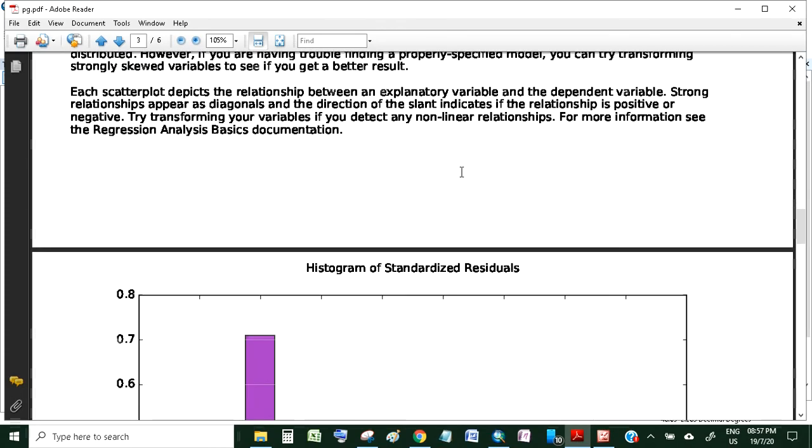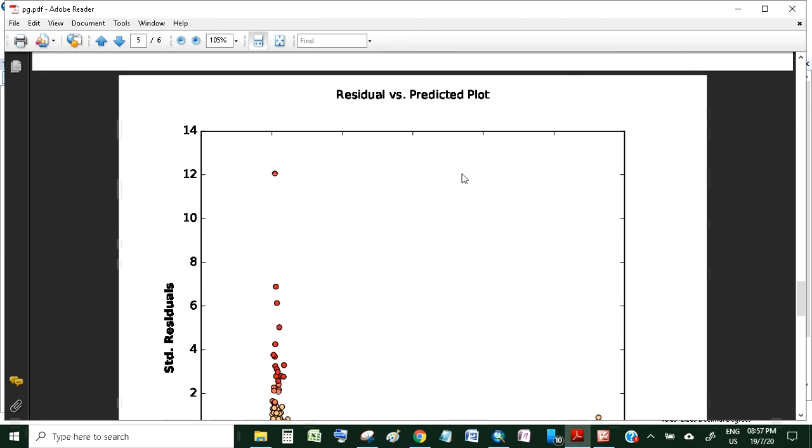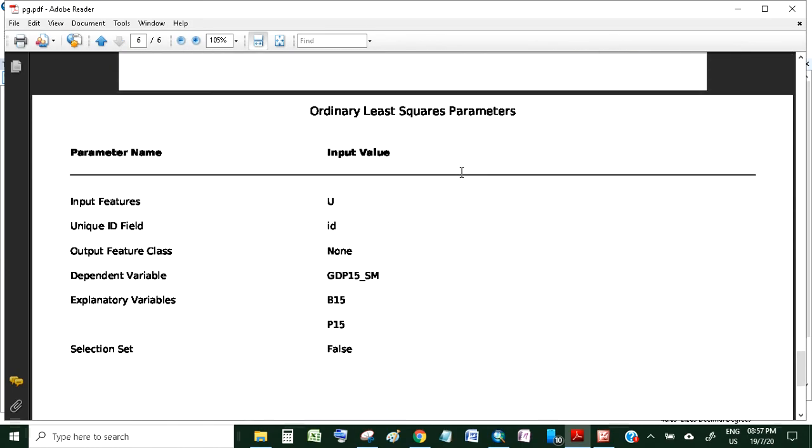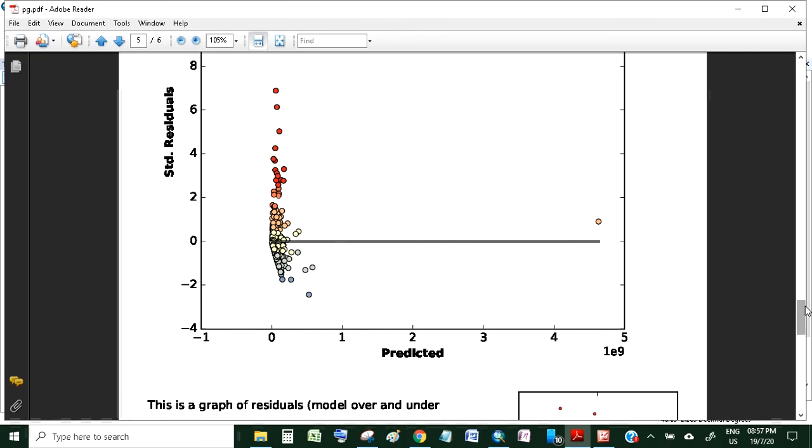So we have discussed these results. Just practice with the help of the same data.